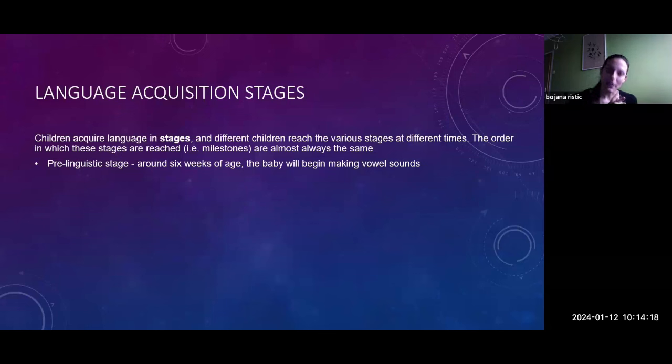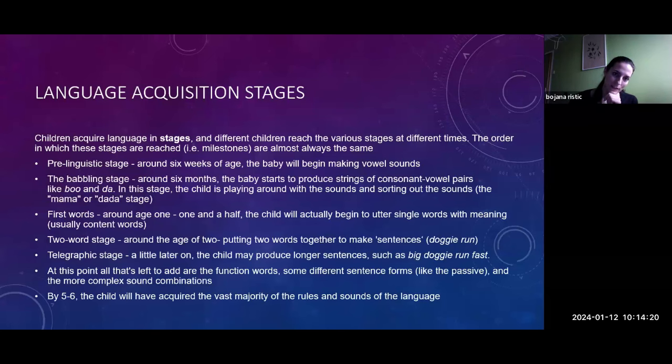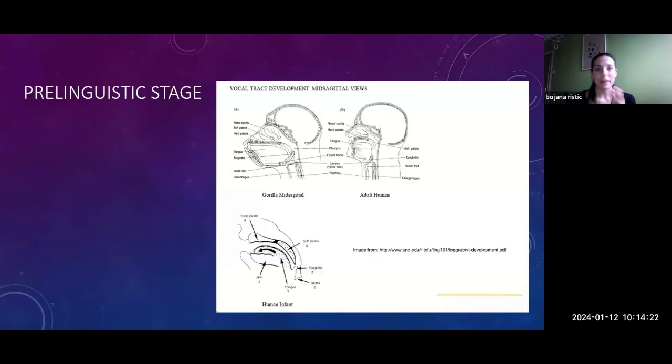It is very interesting, I will skip this part now, just to show you that at this pre-linguistic stage, and this has to do with actually even the origins of language, the speech apparatus in the human infant, if you see in the lower part, is not yet fully developed, right?